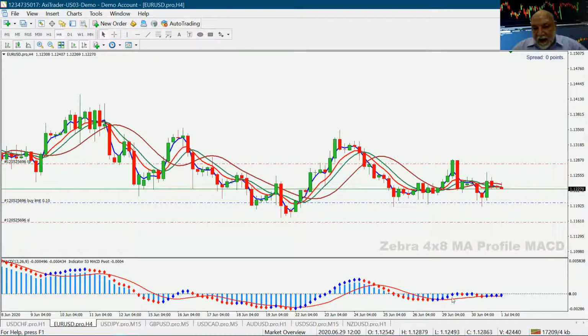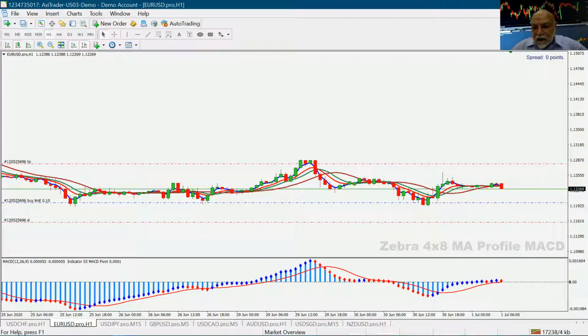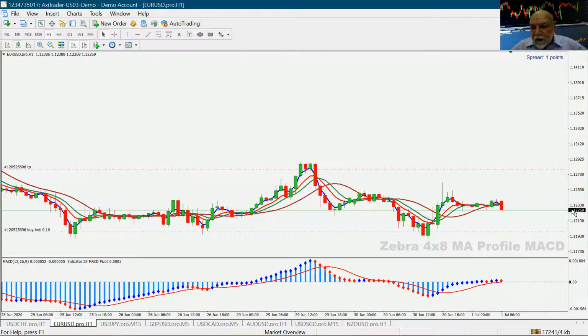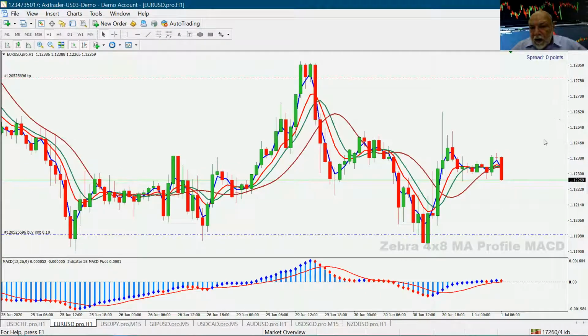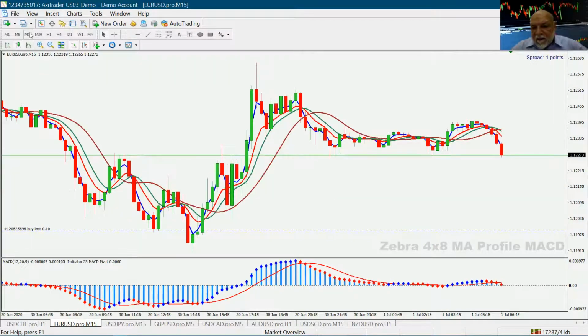The MACD is flat, slightly rising. I'd like to see it go ahead and give me some movement to the downside first. Let's see what potential there is on the 1 hour chart. This is showing that it's coming down. The 1 hour is starting to move down. Let's take a look at the 15-minute chart. Yes, the MACD has dropped below the signal line.